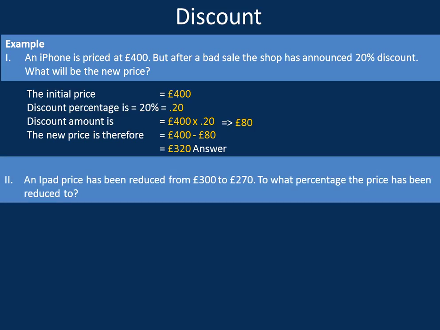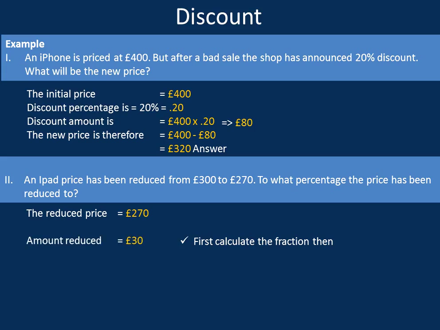Now let's have a look at another example. An iPad's price has been reduced from £300 to £270. By what percentage has the price been reduced? So you need to find the percentage of deduction from 300 to 270. Look closely. The reduced price is going to be 270. First we need to find the fraction of it. The amount reduced is £30. So we divide £30 by 300 and then multiply by 100 to get its percentage. If you solve £30 divided by £300 and multiply by 100, it gives you 10%, and that is going to be our answer.